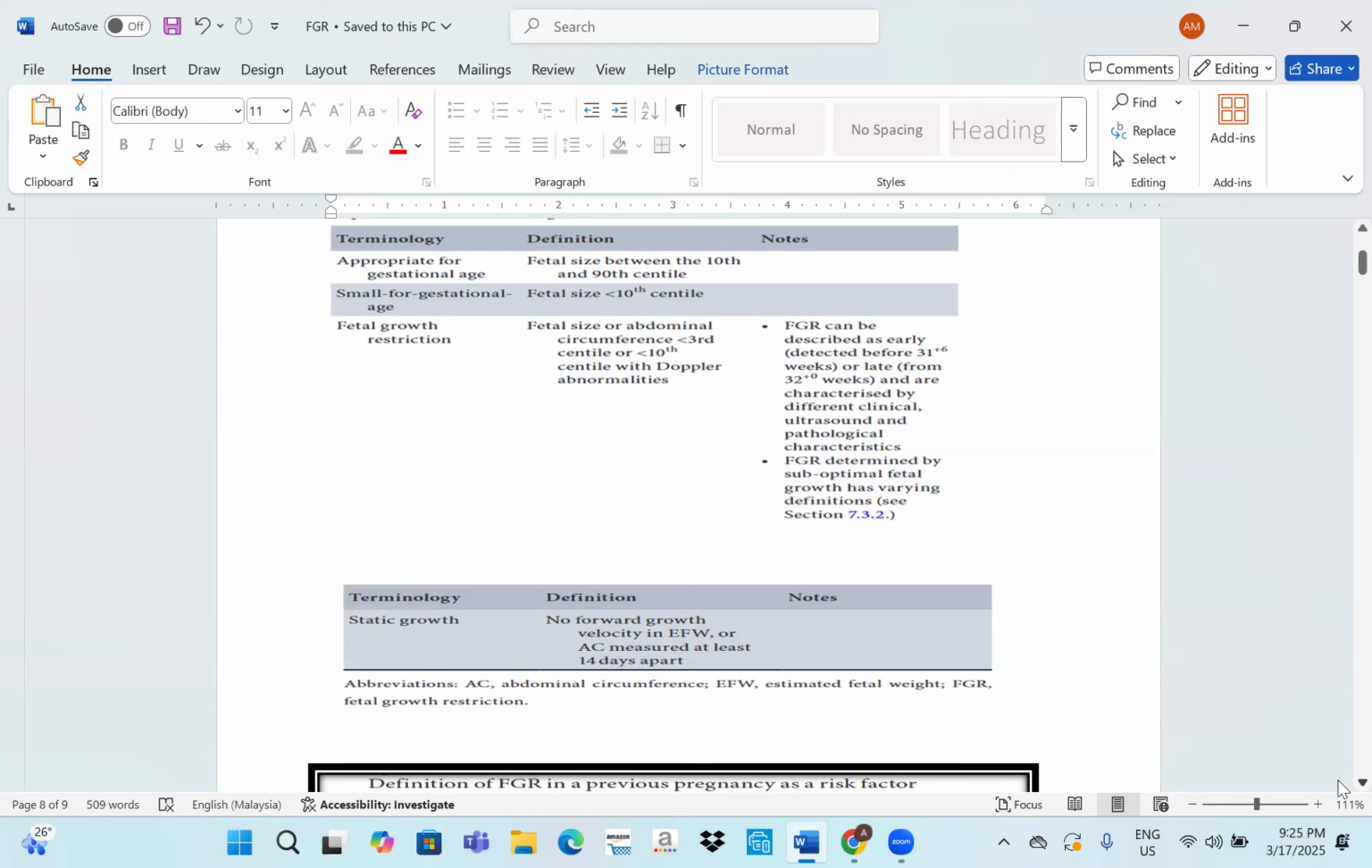So these are the three, because in this guideline, the definition of SGA is changed. If it's less than 10th centile, it is SGA. Less than 10th centile with Doppler abnormalities is restriction. Early onset is up to 31 plus 6 weeks. And after 32 weeks, it is the late onset. Okay.